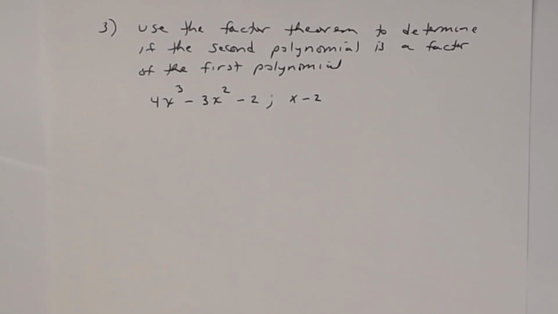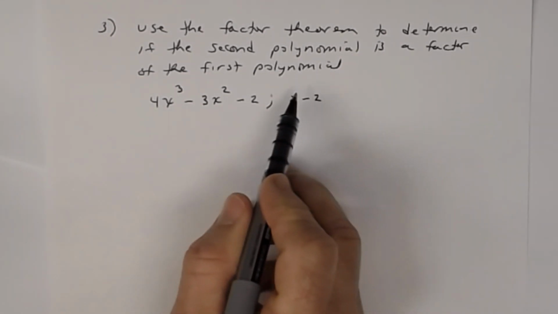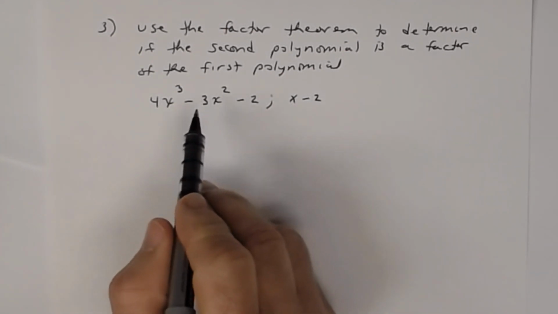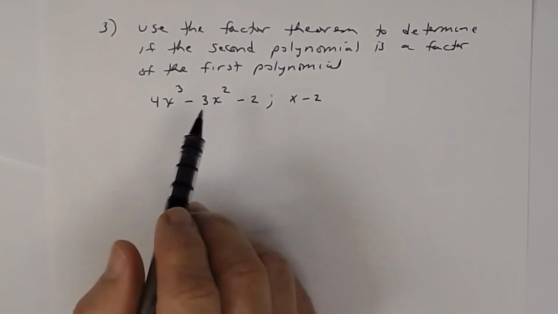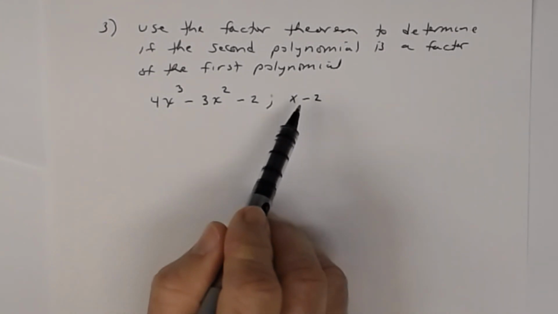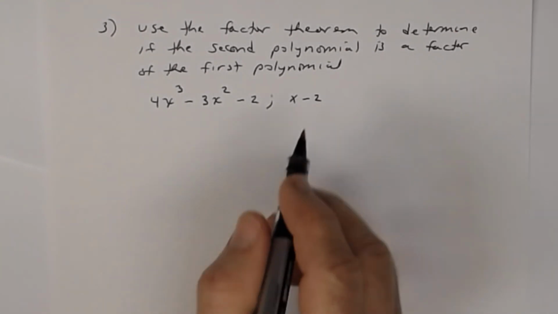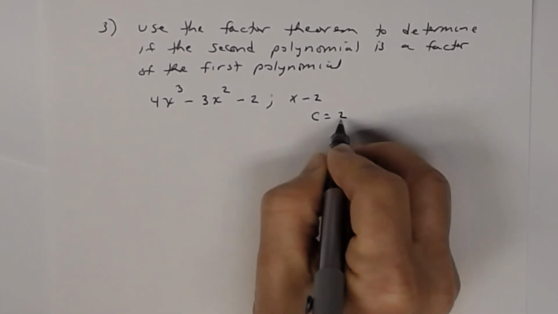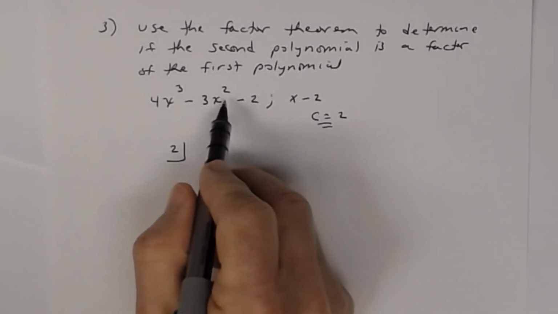Okay, so number 3, use the factor theorem to determine if the second polynomial is a factor of the first polynomial. All right, so this is our first, this is our second. So is this x minus 2 a factor of this? All right, so we're going to go ahead and use synthetic division to determine that. According to the factor theorem, if the remainder is 0, then this is a factor of this. All right, so we got to determine c though. So notice this is the form x minus c. So c here is equal to 2. So we get 2, and then let's see, I am missing a term here.